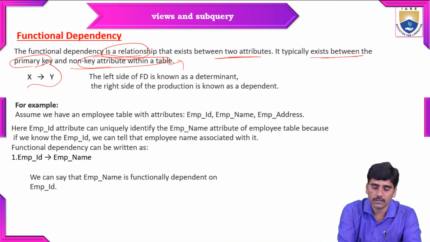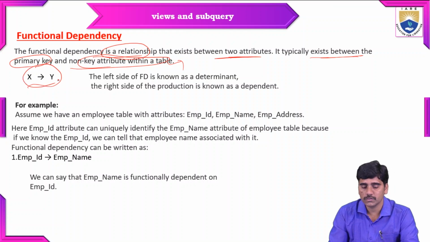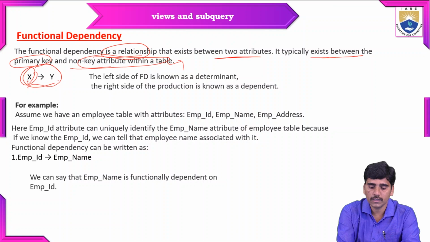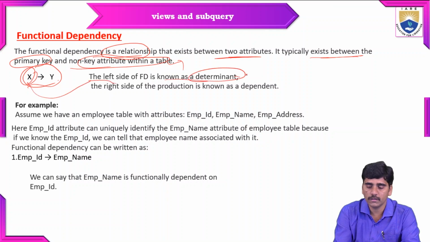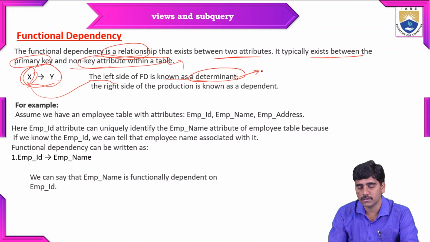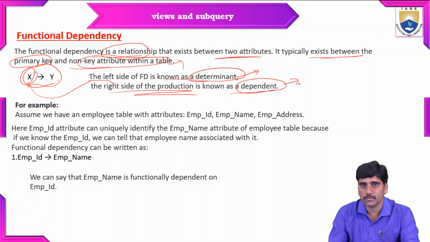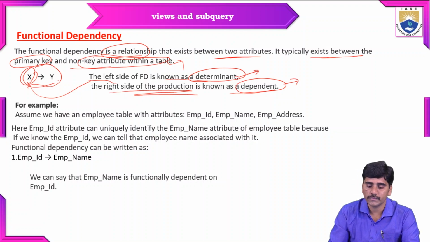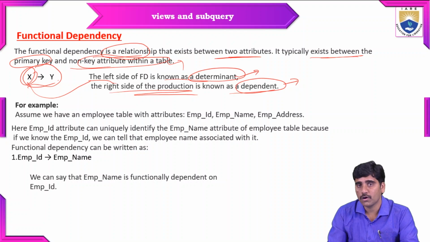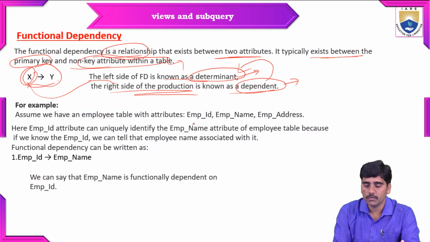So we can represent it in the form of X tends to Y. Here the left side is nothing but the determinant. And the right side of the production is known as the dependent. So the dependent is nothing but the other non-prime attributes, non-key attributes, which are depending on the determinant. So ID is the determinant, and other than ID are the dependents.